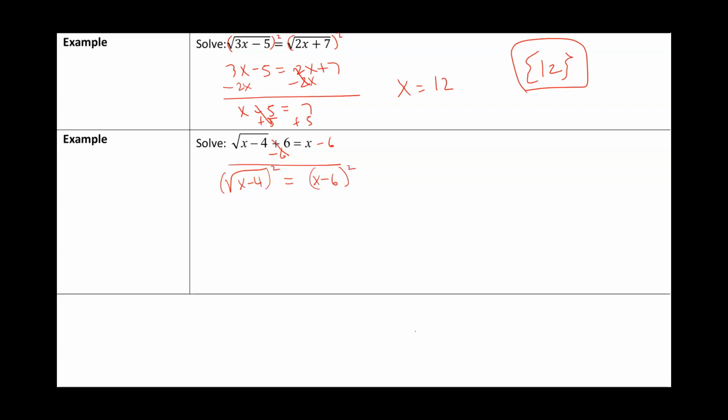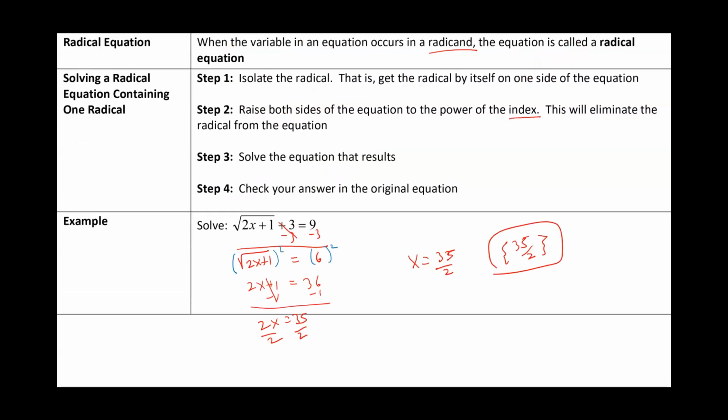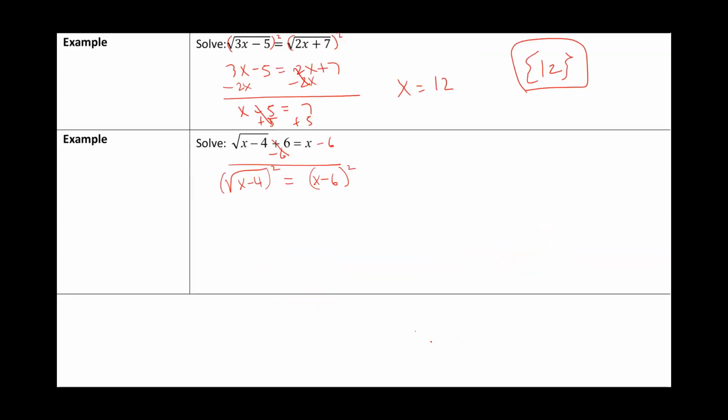So here's where we have to be careful. Previously, we had a number on the right. So when we squared it, it was just 6 times 6, which is 36. But when we have an expression that's squared, we need to write that expression 2 times. Here's what I mean by that. On the left side, the square root and the square undo each other. So we are left with x minus 4. On the right side, we have to write x minus 6 times x minus 6.